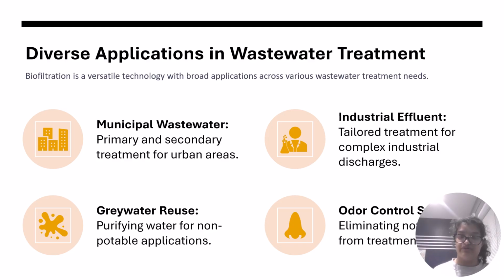Because of their flexibility and efficiency, biofiltration has broad applications across various wastewater treatment needs. In municipal wastewater, primary and secondary treatment is used to remove organic matter and nutrients like ammonia and nitrate. In industrial settings, it can treat high-strength wastewaters from food processing, chemical manufacturing, or pharmaceuticals. They can also be used for greywater reuse, where it can purify water for non-potable applications, and can also eliminate toxic gases from treatment facilities.